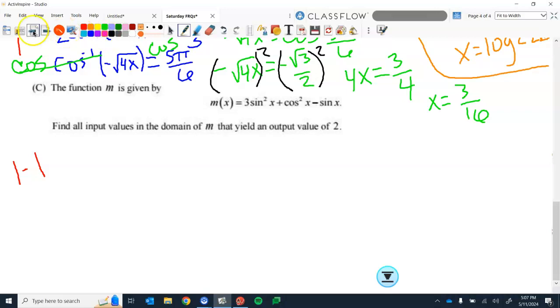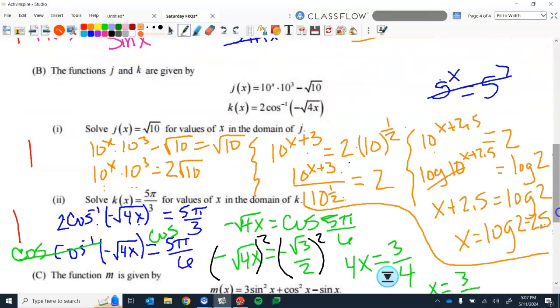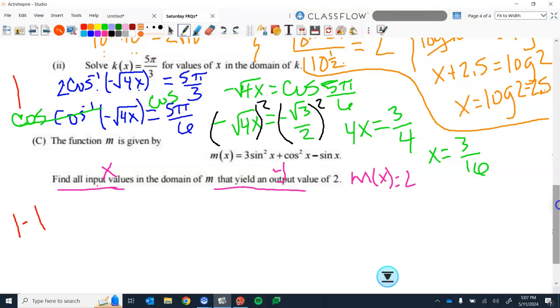so what this means is find all input values, which means give me all the x's that yield an output, which is your y, of 2, which means that m of x equals 2, which is the same thing that they've been saying on all of these. Look, solve j of x equals square root of 10. That is, for all the output values of the square root of 10. I mean, that's what it is. So, that's a nasty looking y, but that's what it's asking you. They're just using fancier words. Do you even understand what the words mean?